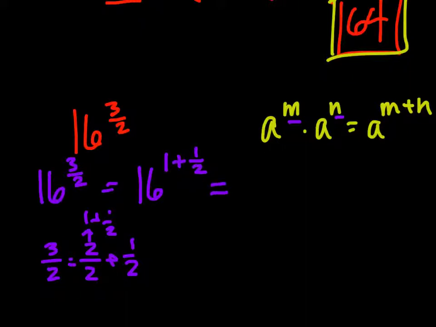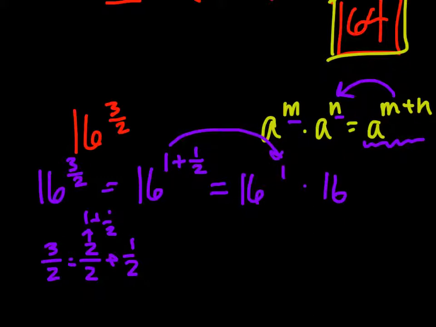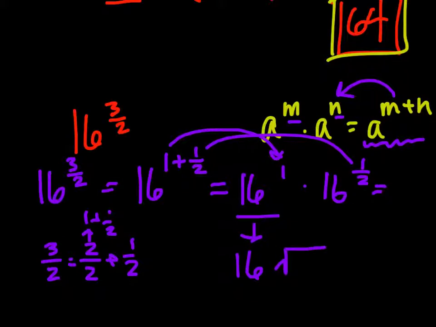Keep going with this. We are at this stage right here, and we're going to turn it into this stage. So that means we can write the same base. We're multiplying those two bases, and we're going to put the exponents in their separate locations. So we have 1, and we have a half. 16 to the first power we know is simply 16, and 16 to the half power is the square root of 16, or 4. So we can rewrite this as 16 times 4, and we know that 16 times 4 from the previous question is 64.